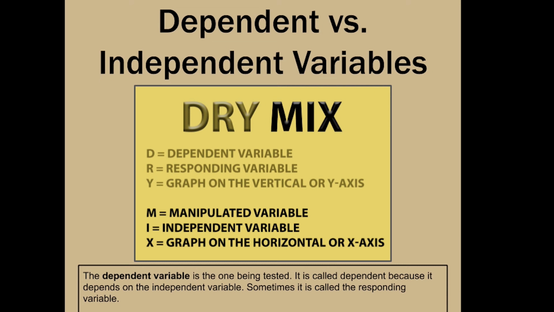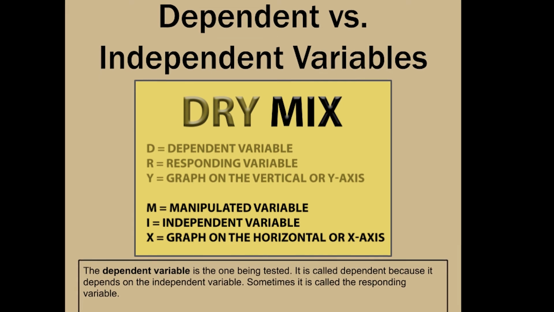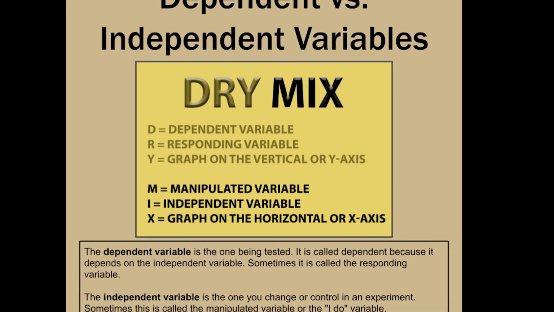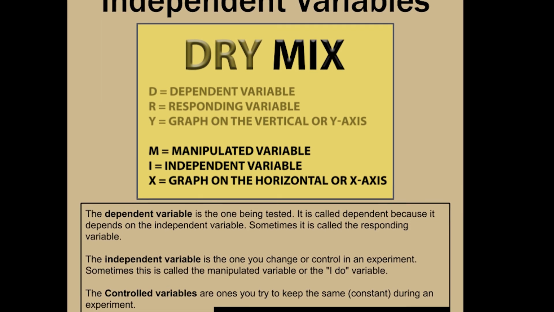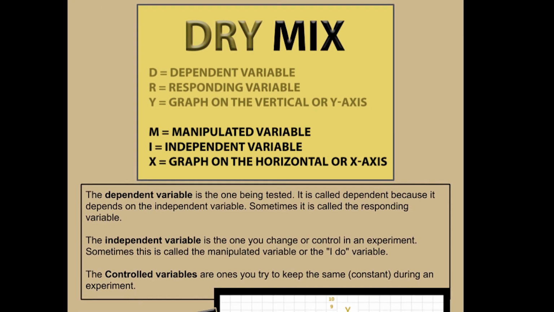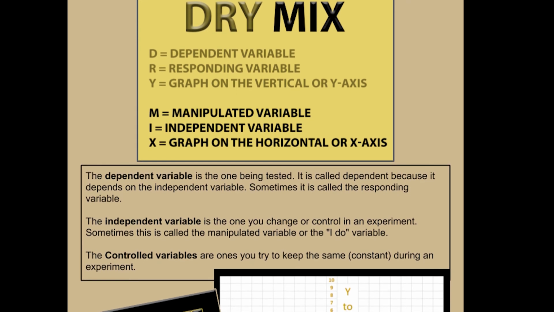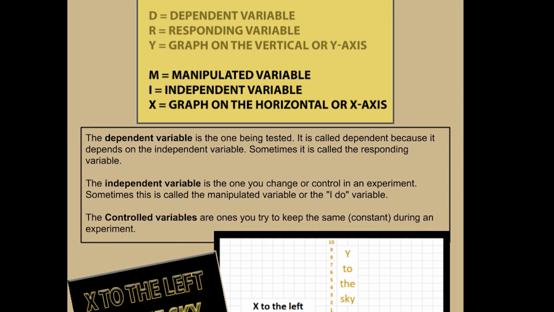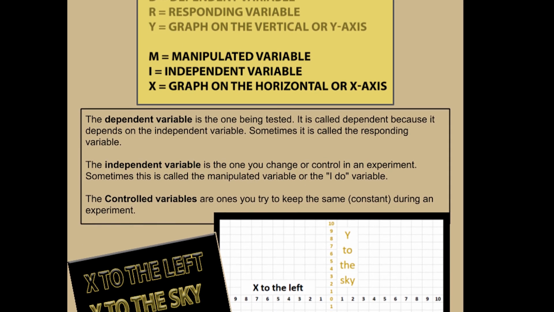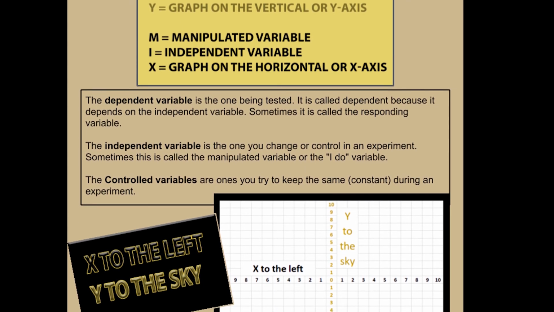I would always have trouble remembering, okay, where do I graph this? Where does the dependent variable get graphed and the independent variable get graphed? And so you can see the acronym there that the dependent or responding variable is graphed on the y-axis, and that the independent variable, or the variable that you will manipulate, that you will control, is graphed on the x-axis. And so I like that just to help us remember the DRY MIX.